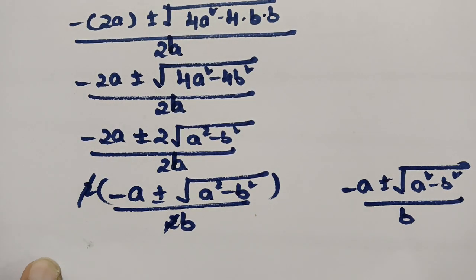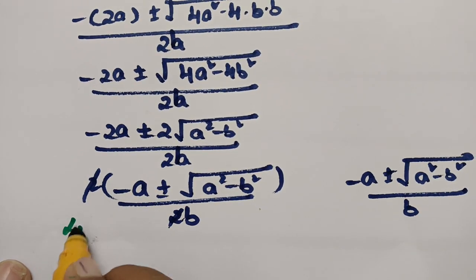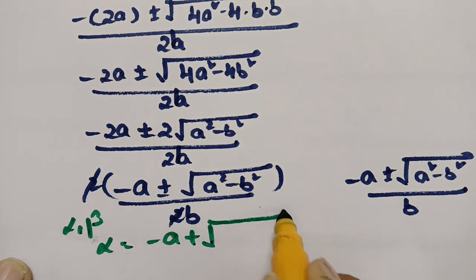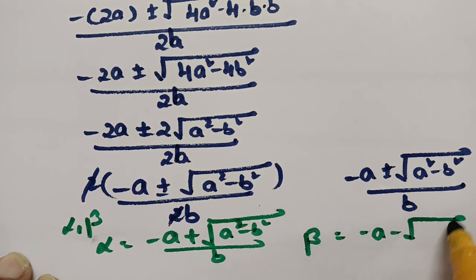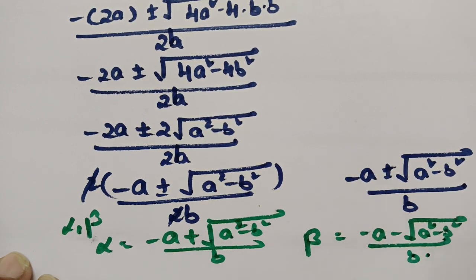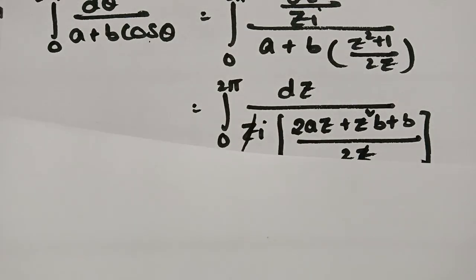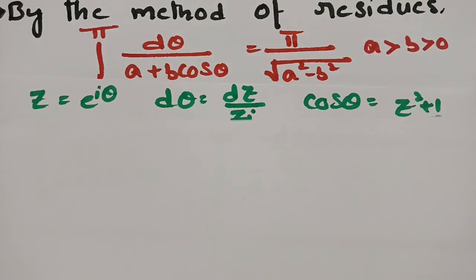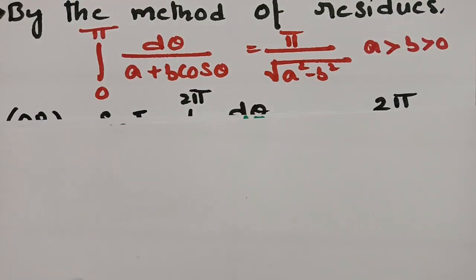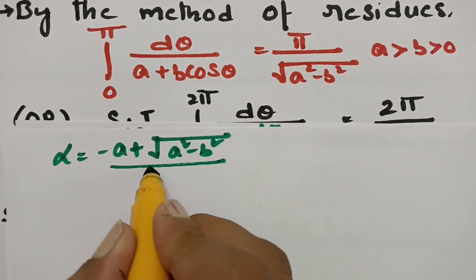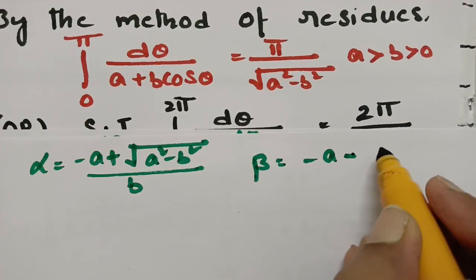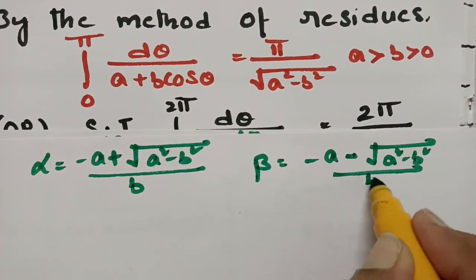If I consider the two roots to be alpha and beta, then alpha is equal to minus a plus root over a square minus b square by b, and beta is equal to minus a minus root over a square minus b square by b. Clear? After getting alpha and beta, we have to find out whether the poles, not roots, are inside the region or outside the region. Let's check: alpha is minus a plus root over a square minus b square by b, and beta is minus a minus root over a square minus b square by b.